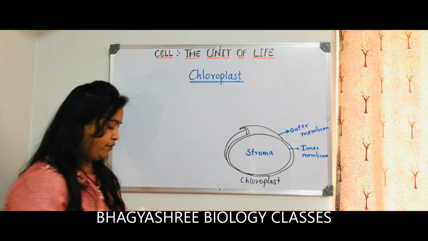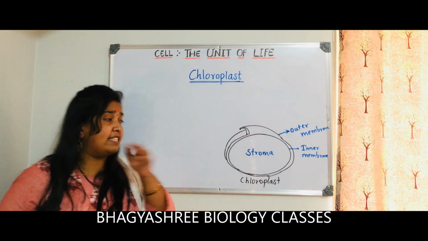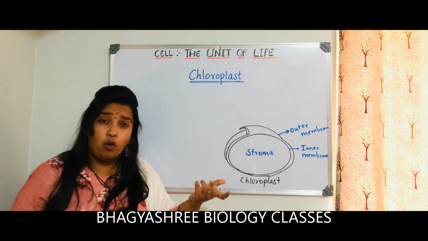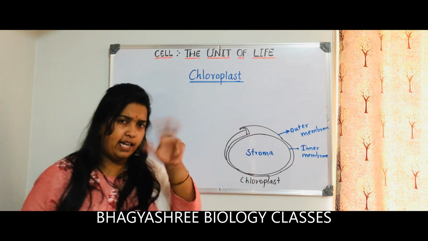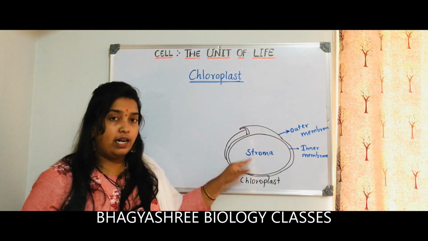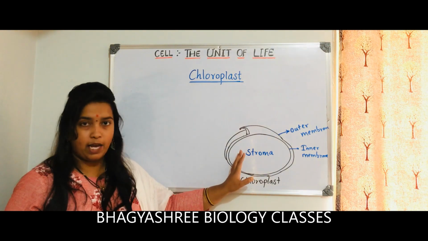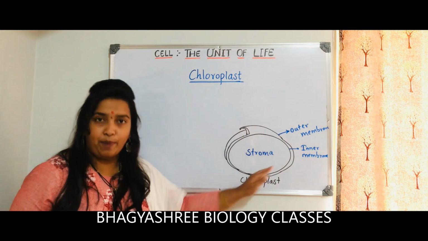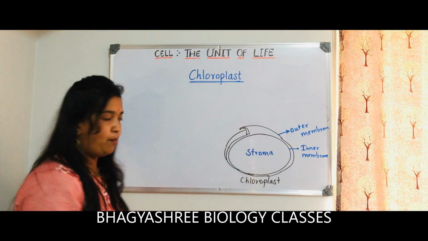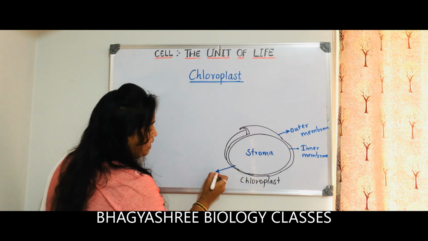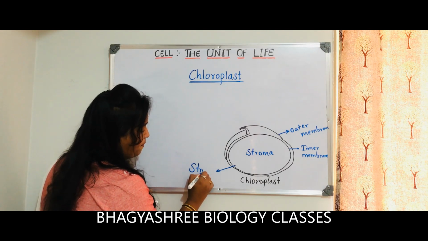Many students will get confused with this. Where exactly is the space, what is it called, and there are so many structures also, they can get confused with this. But to understand, I have written here. So this is stroma. The space which is enclosed by the chloroplast is called stroma. So the space enclosed is called stroma.